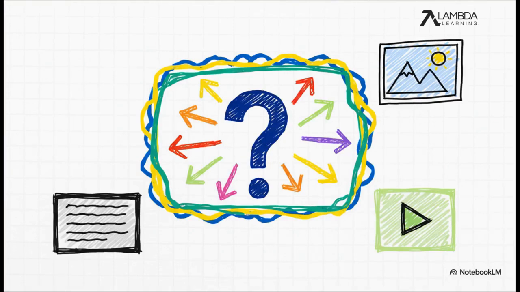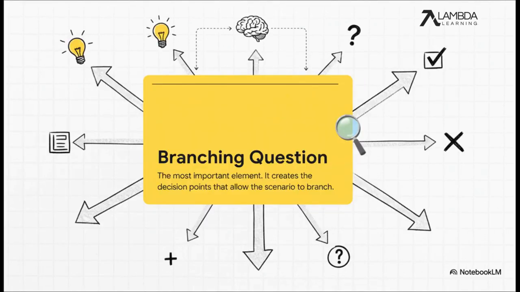The editor gives you some basic building blocks. You can drag in text, images, even videos to present your information. But the real star of the show, the element that makes this whole thing work, is the branching question. This little guy is the absolute cornerstone of your entire scenario. It's what actually creates the decision points. It lets you ask a question and give the learner choices. Without it, you don't have any branches.